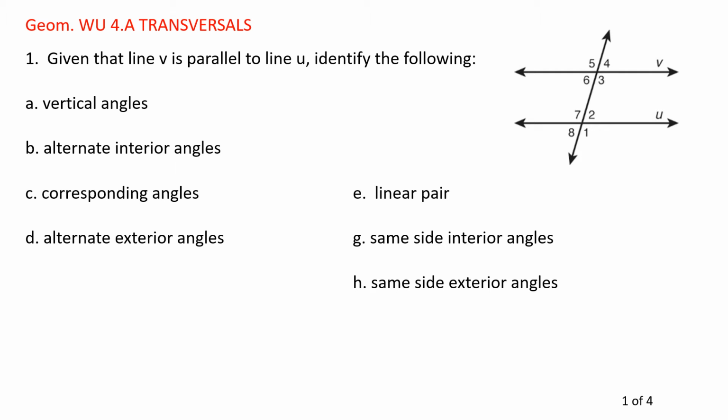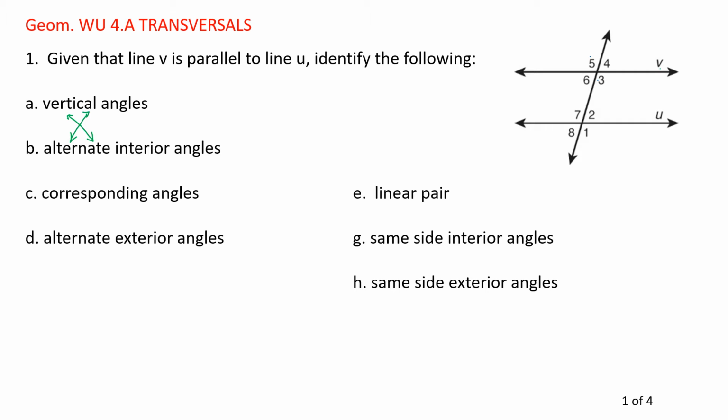Hello geometry students, a quick review of transversals or parallel lines cut by a transversal. Given that line V is parallel to U, I have a transversal. Identify the angles. Vertical angles, of course, form an X. They're on opposite sides of an X. There are quite a few of them in this situation.